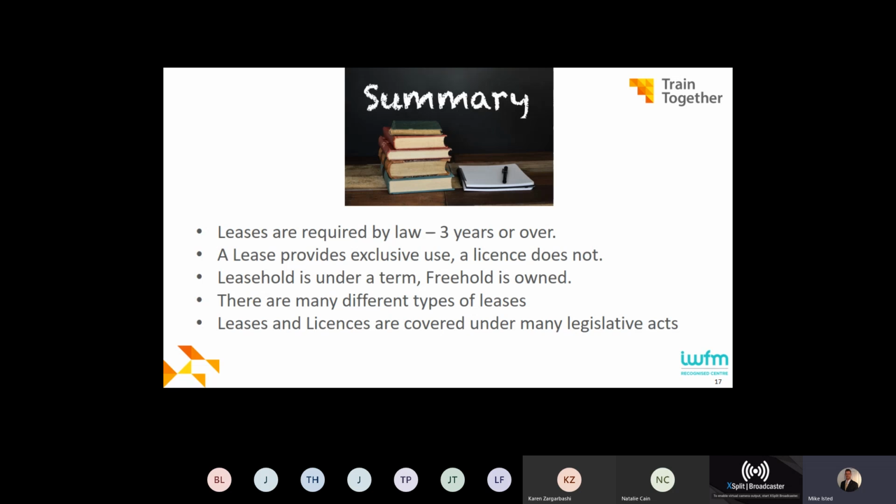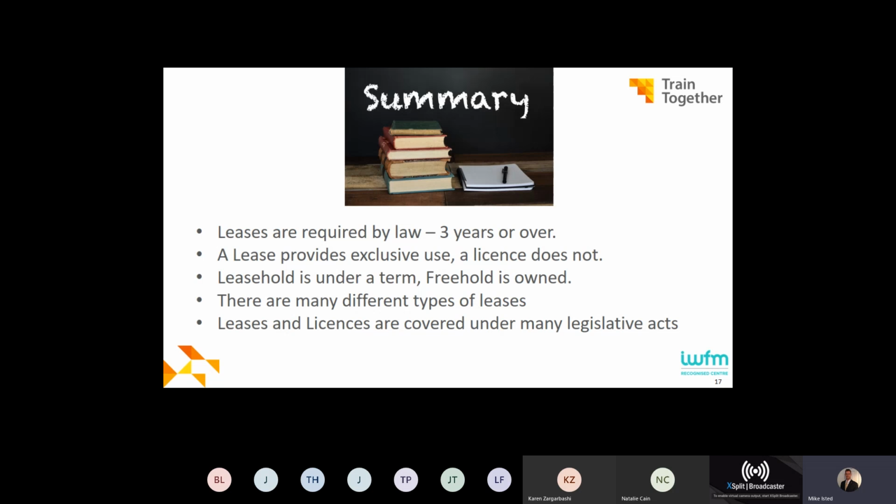That includes access by a landlord, but a license does not. A license gives you the right to conduct a particular function or operate in a particular area for a set specific period of time. Think of the driving license and think of leasing a car in the same context. Leasehold is under a term. Freehold is owned.